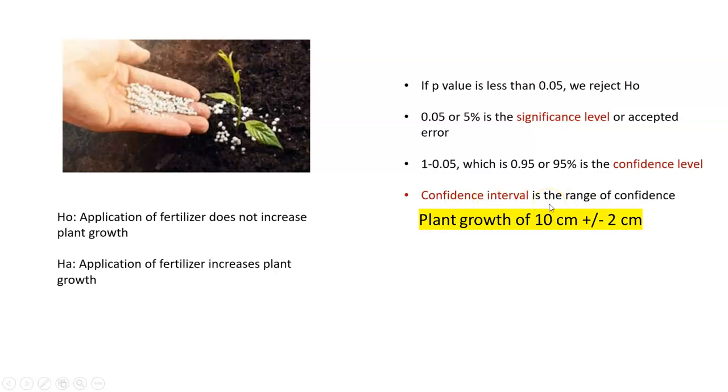So please understand that. I expect the plant growth to happen for 10 centimeter. That is, I expect the plant to grow by 10 centimeters. In that, I expect a plus or minus 2 centimeter range. So that is my confidence interval, right? How confident am I that the plant growth will occur in the confidence interval? That is 95%. Please note that.